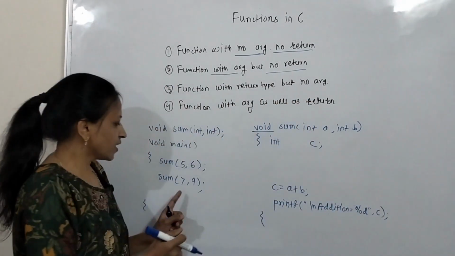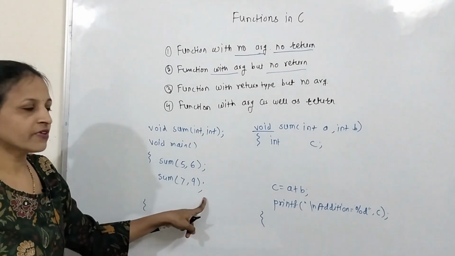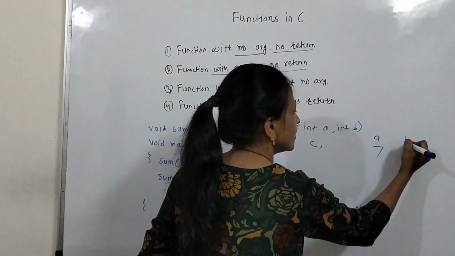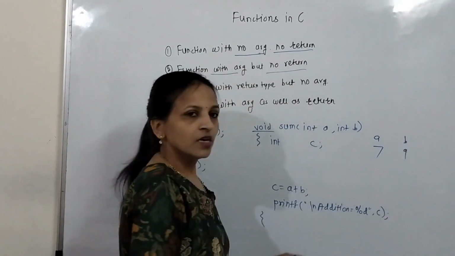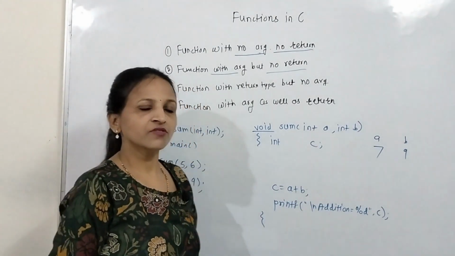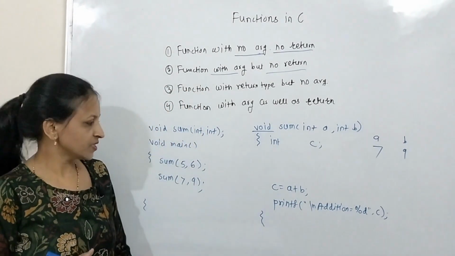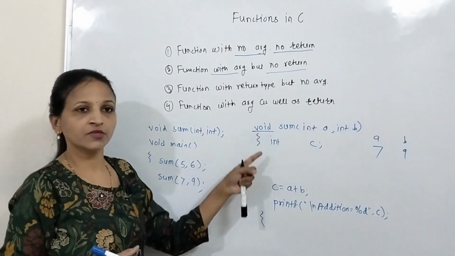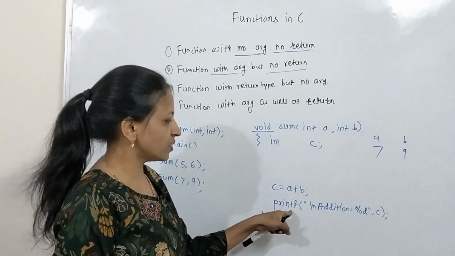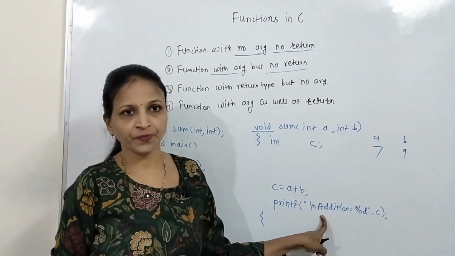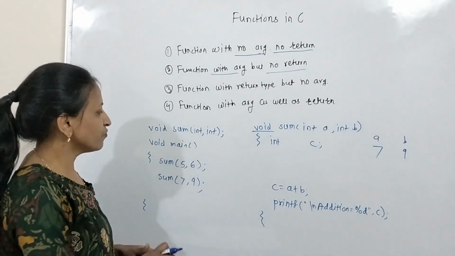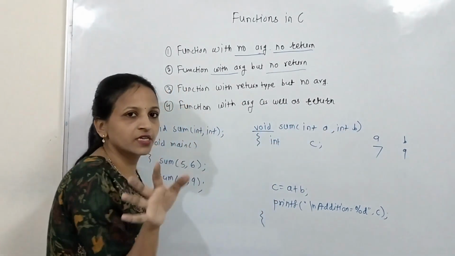Now next, again we are calling the same function, say 7 comma 9. Again control will come here. In a, 7 will get copied, in b, 9 will get copied, and then in c the addition will take place and will get displayed. In this way also we can write a function. Here we are passing an argument, but this function is not returning anything outside. Whatever output is displayed, it is displayed only inside that function. This is the second type, function with argument but no return type.